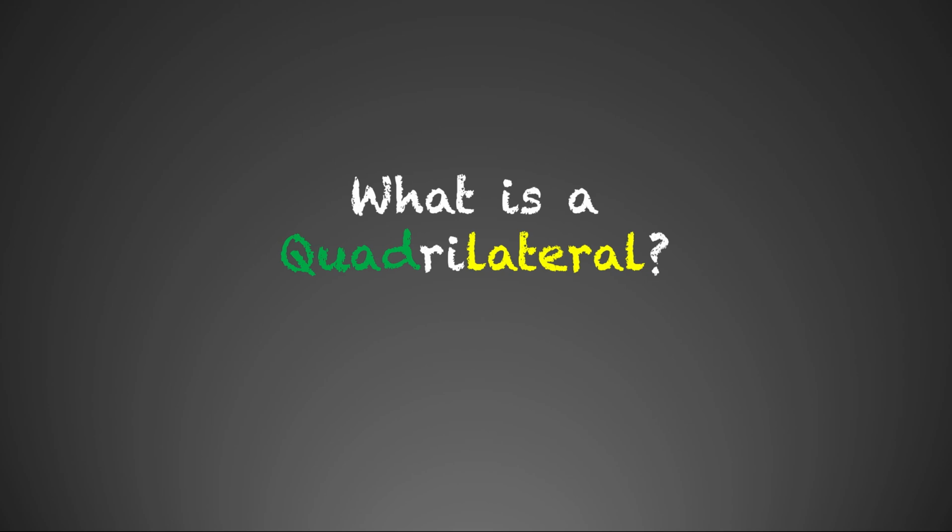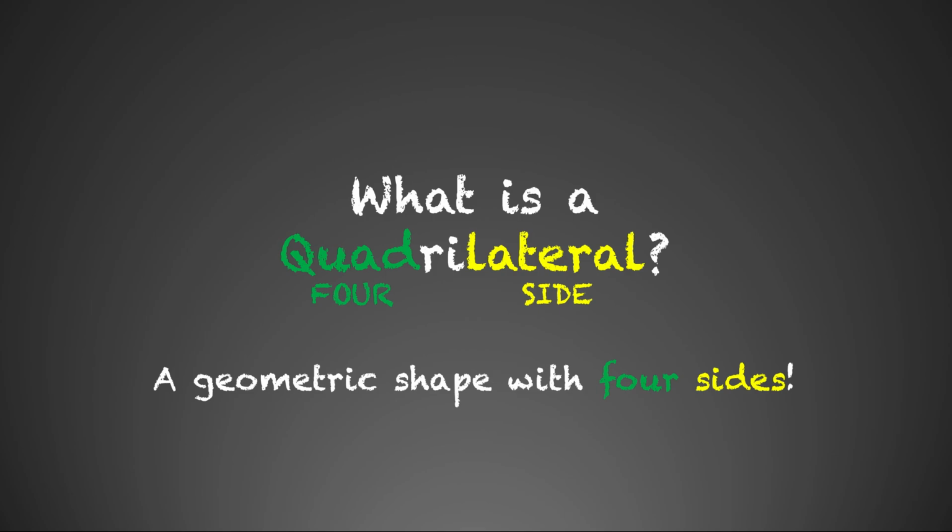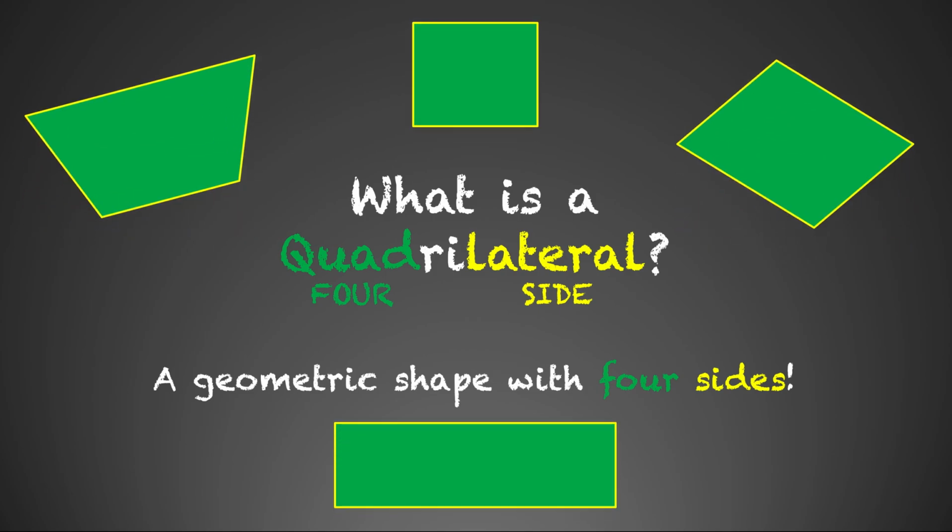What is a quadrilateral? Notice how I have the word quad in green and lateral in yellow. That's because quad means four and lateral means side. So a quadrilateral is a geometric shape with four sides. Here's some examples. We can see that all of these shapes, the trapezoid, a square, what we call a parallelogram, we'll talk about that later on, and a rectangle, they all have four sides.